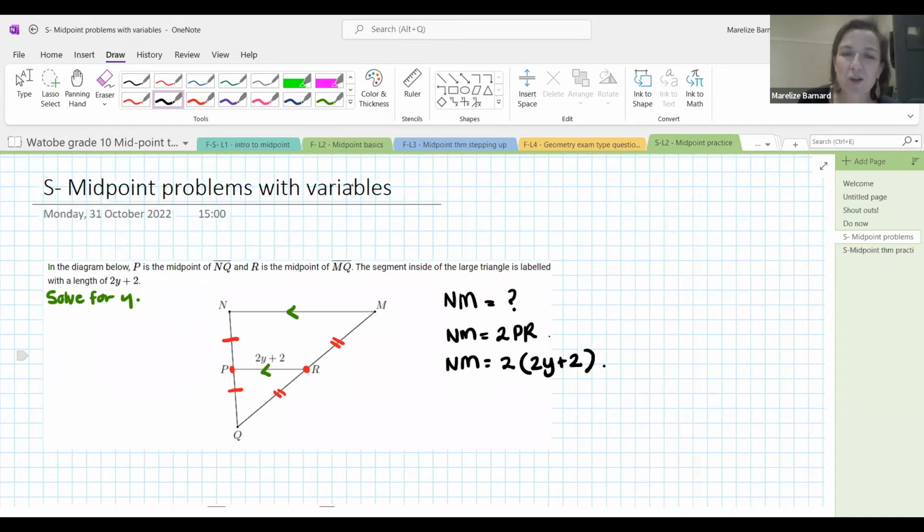Okay, so if we want to solve for that, we can say that 2y plus 2 is, actually we can't do that. I think let's just leave this question as is. We're just going to stop there, and we're just going to calculate that NM is actually 4y plus 4. So you guys see how that works?